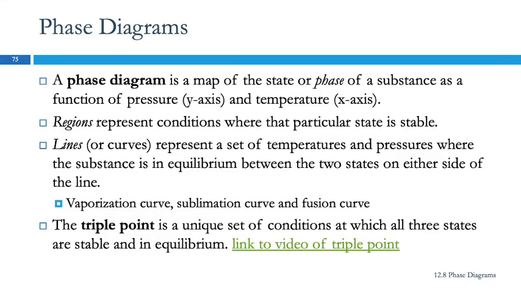Phase diagrams. A phase diagram is like a map of the phase, the physical state, solid, liquid, gas, of a substance at different pressures and temperatures. So we're going to show pressure on the y-axis, temperature on the x-axis. There are regions in the phase diagram that represent where a particular state is stable. There are lines or curves that show when the transition between those states happens. So there's a vaporization curve, a sublimation curve, and a fusion curve.